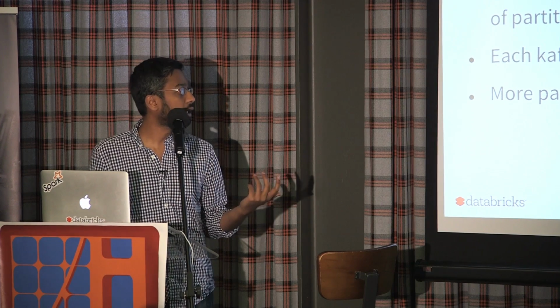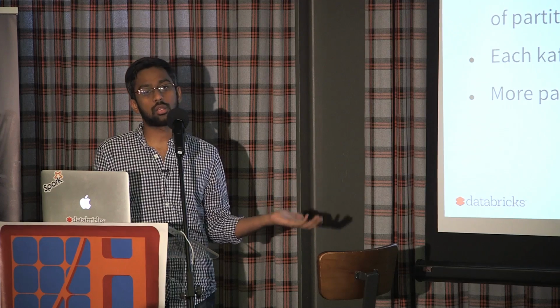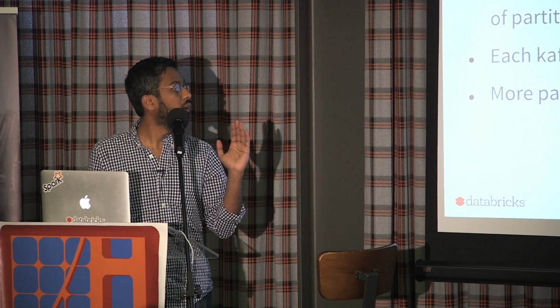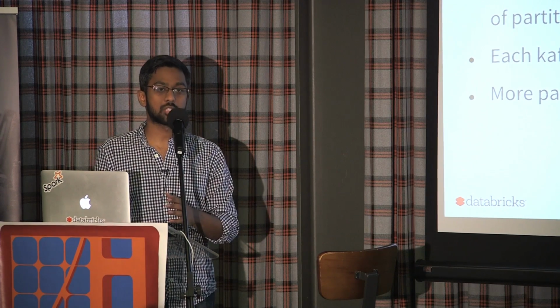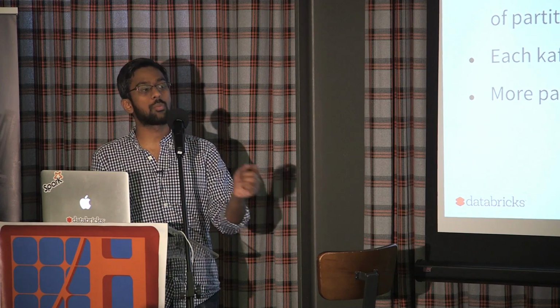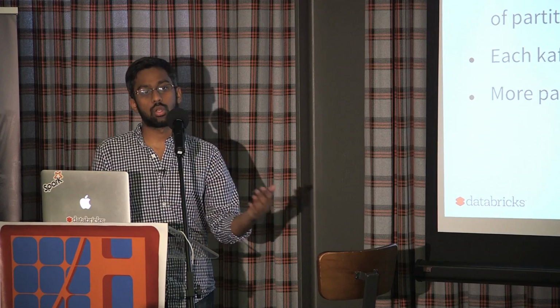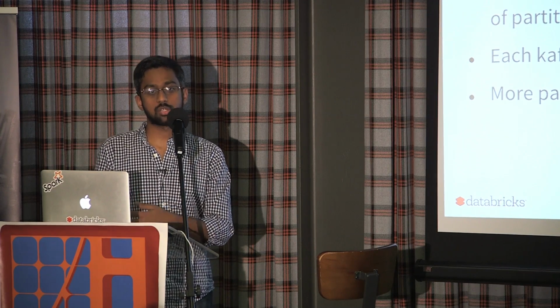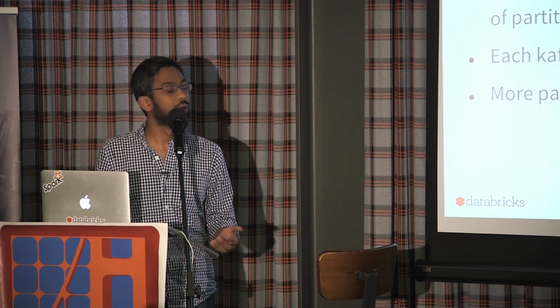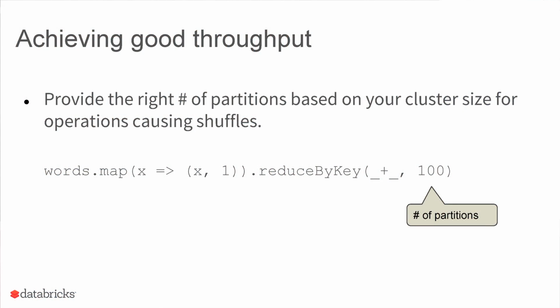In that case, the best way to increase the parallelism is to increase the Kafka partitions. Each Kafka partition gets mapped to a Spark partition. So having more Kafka partitions means more Spark partitions, which is more parallelism in Spark.